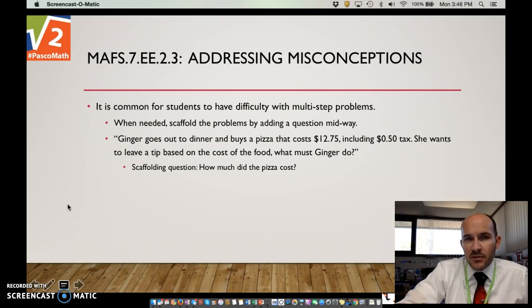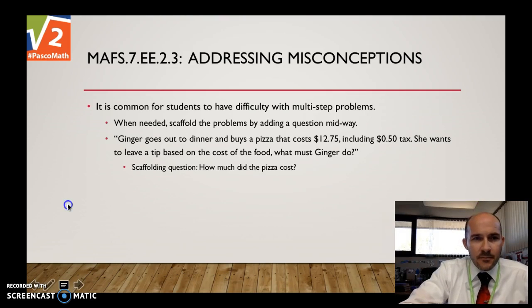And so if students are struggling with all those steps, when needed, you can just pose a scaffolding question like, how much did the pizza originally cost? Trying to get them to realize $12.75 minus 50 cents, so they're working with a $12.25 pizza. And then from there, another scaffold question would be, what percent tip would be reasonable for pizza? Is it takeout? Is it dine-in? Does it matter? Does that make it different? And then have them apply finding the percent at that point. So that's just an idea for students that struggle with the multi-step piece.